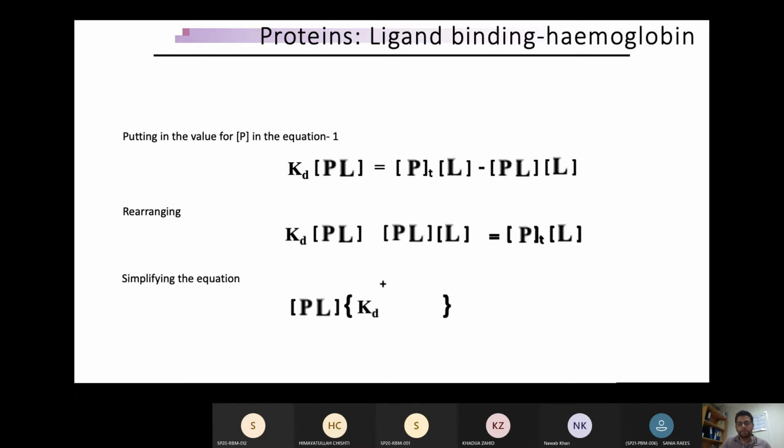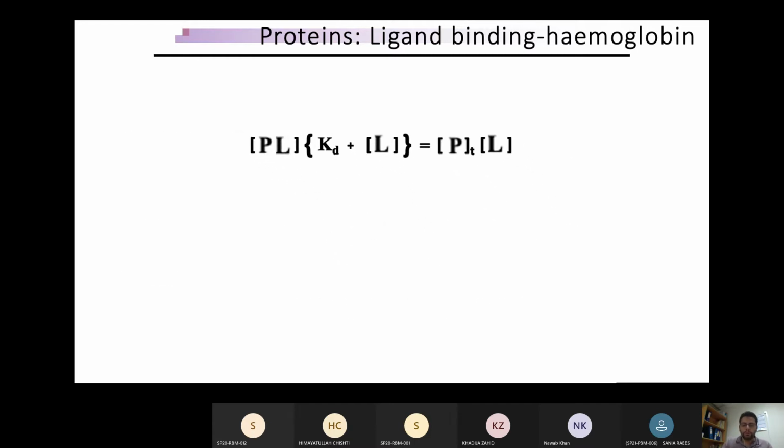So now PL is common in both of these terms, so you got that out, and now you have a simpler equation which tells you that the ligand bound protein times dissociation constant plus ligand is equal to the other thing. Why are we doing that? We are getting a mathematical expression so that we could use this mathematical expression to draw our sigmoidal curve, और उसको हम ग्राफ के ऊपर बता सके कि किस किस्म के ऑक्सीजन प्रेशर के ऊपर हीमोग्लोबिन कैसे बिहेव करेगी.